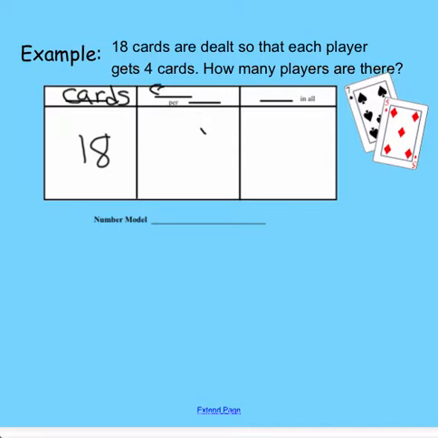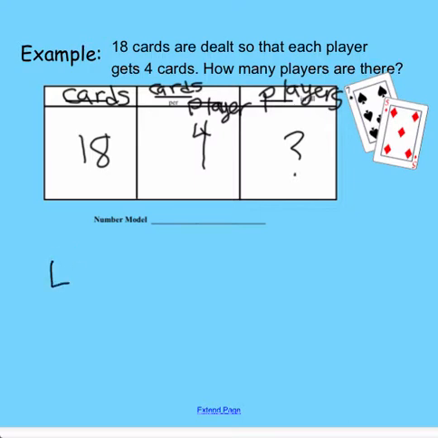So here this would be cards per player, and that is going to be 4. Each player is going to get 4 cards. How many players are there? So I want to know how many players in all are there. This is my question.